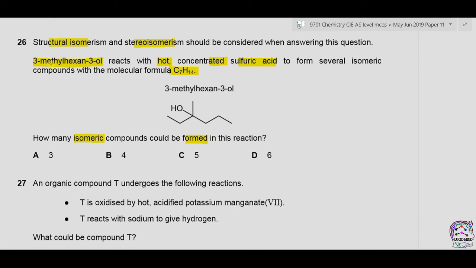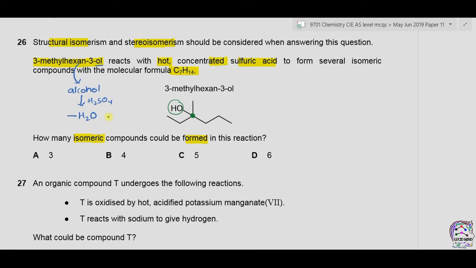In the reactants we have 3-methylhexan-3-ol. As this ends in -ol, it is an alcohol. And we know that when hot concentrated sulfuric acid is reacted with an alcohol, water is removed, so this is a dehydration reaction. Now we can see that OH is present on this carbon atom.